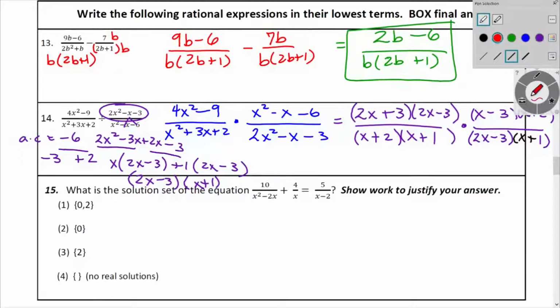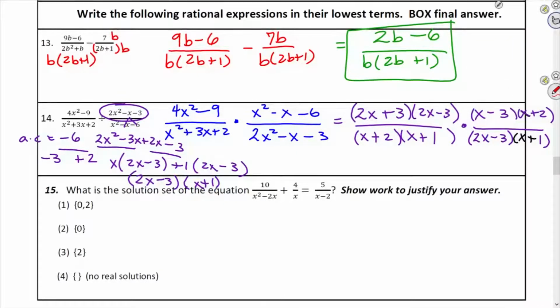Okay, so now it's my favorite part. We're going to cancel all kinds of stuff. So 2x minus 3 cancels with 2x minus 3. What else do I got? I got x plus 2 and x plus 2. And it looks like that's about it. So writing what's left, I have 2x plus 3 times x minus 3 divided by x plus 1 squared. And that's squared. The 2 didn't show up very well.